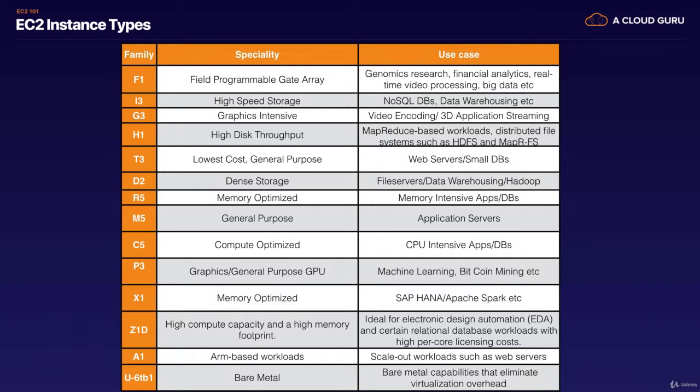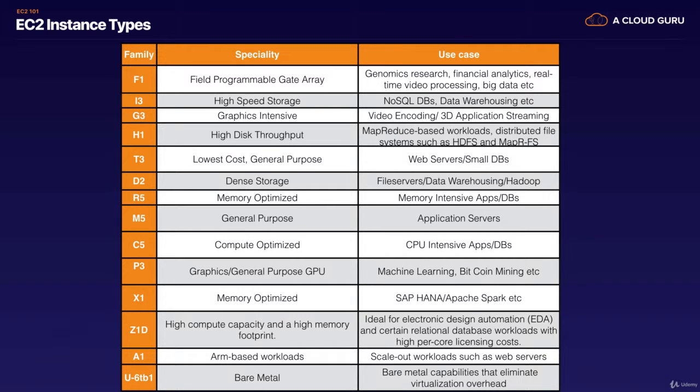These are our lowest cost general purpose instances, and we're going to be using the T3s throughout the rest of this course. And typically the use case for that is web servers, small databases, etc. We've got D2s. These are dense storage. These are used for file servers, data warehousing, and Hadoop. We've got R5. These are memory optimized, and these are useful for memory intensive apps or databases. We then have M5. This is for general purpose use, and typically use this for application servers.